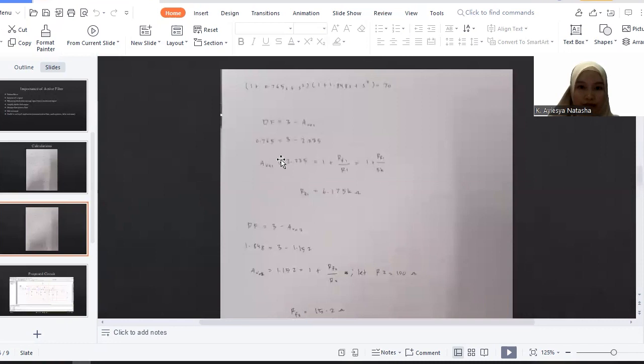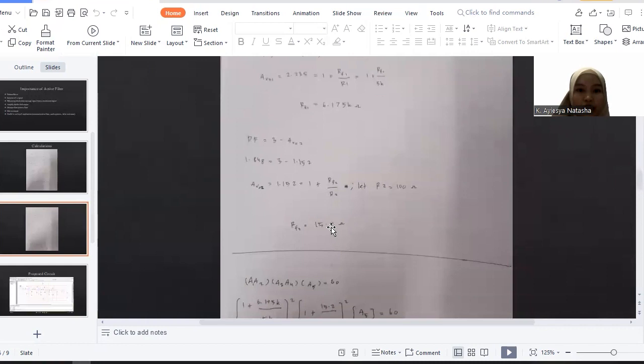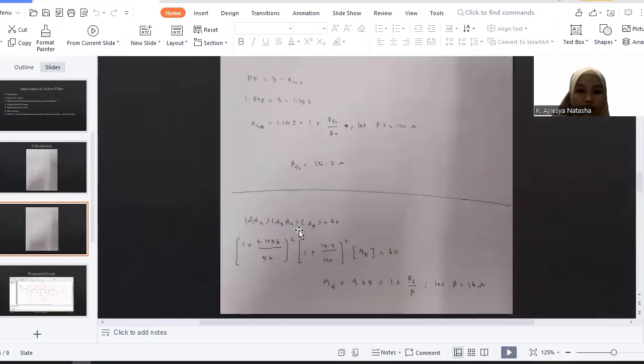So next, we are going to find RF1. This is the calculation to find the value. And for RF2, this is the manual calculation. We got 15.2 ohm. And then this is the last part of our manual calculation: F5 equal to 9.05.